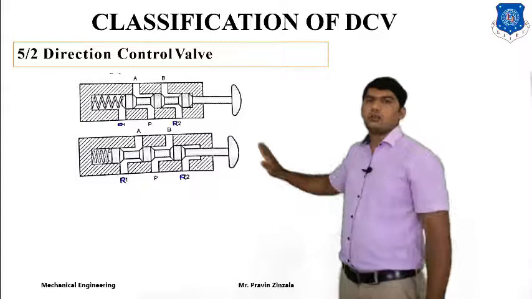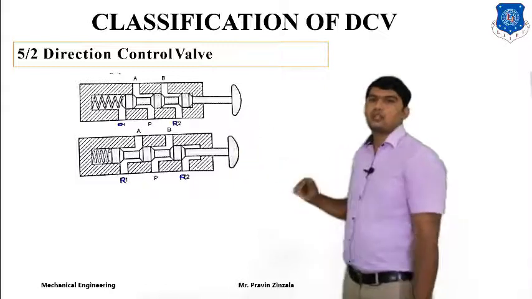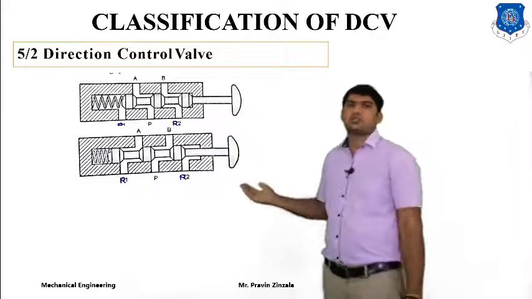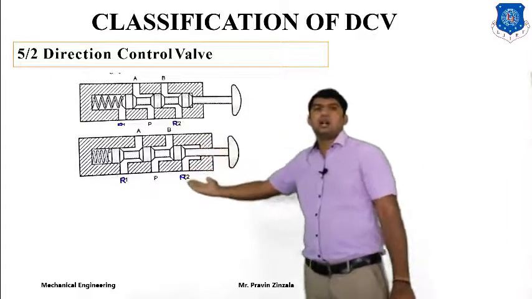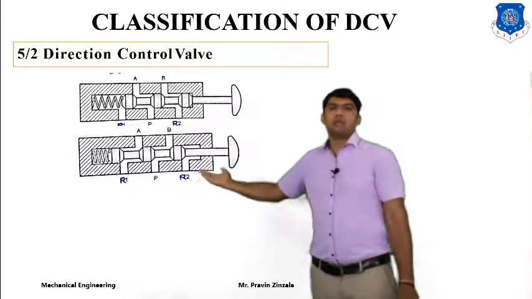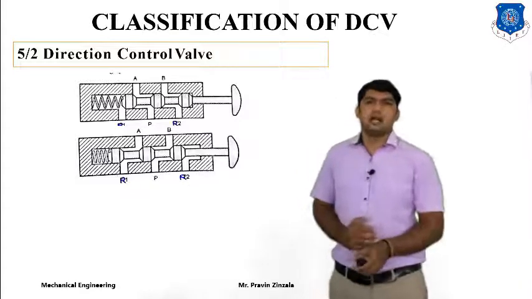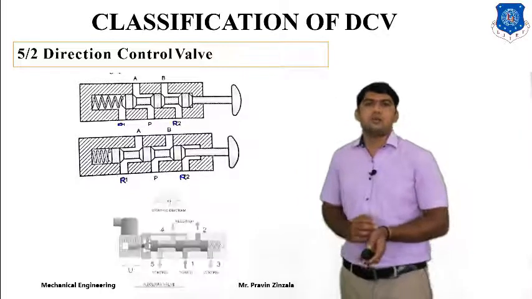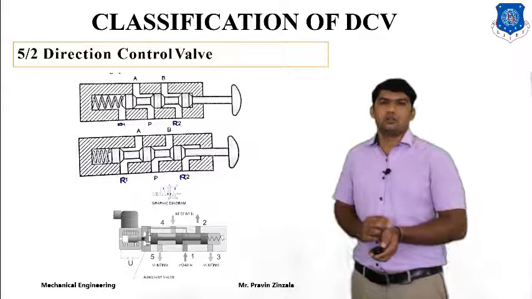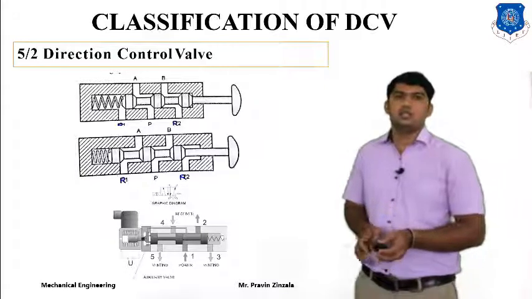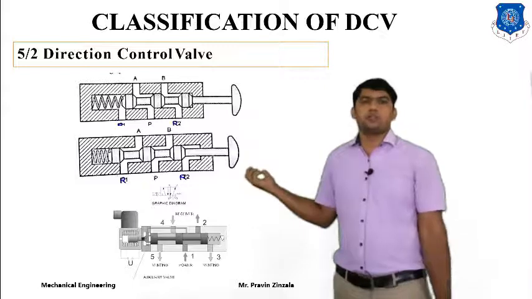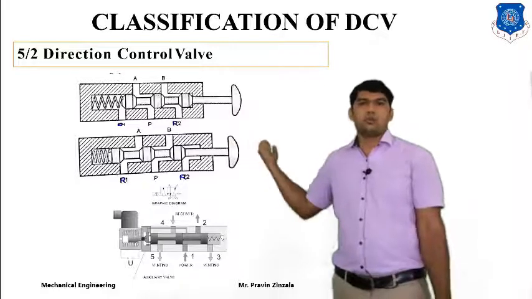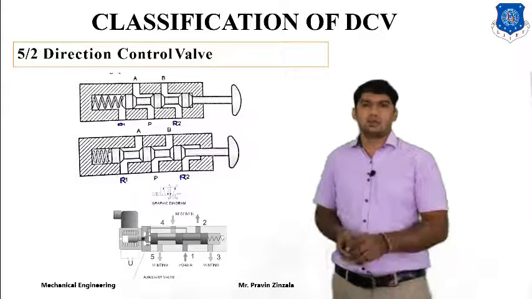Whenever we apply force to this push button, what happens? The valve changes position. P will be connected to B and A will be connected to R1. So here there are 2 exhaust ports, R1 and R2. So this is the 5 by 2 direction control valve, and it is generally used in pneumatic systems. The meaning of the 2 exhaust ports is to minimize the movement of the spool of the direction control valve.